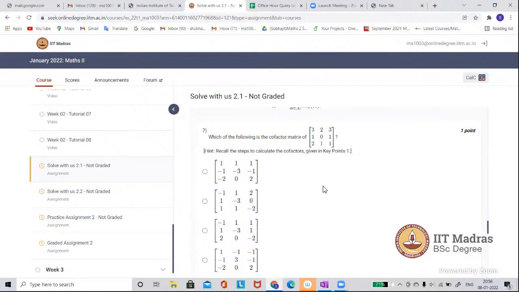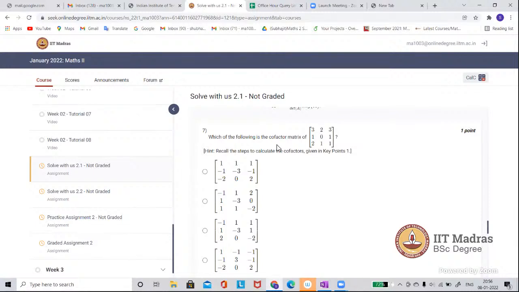Sir, where is the elementary operation? I am asking about the cofactor of the matrix. Okay, this one, 2.1, question number 7. This one, the cofactor matrix. Yes, sir. Oh, I was seeing some other question. Okay. So sir, when I am finding the first minor here, 3.